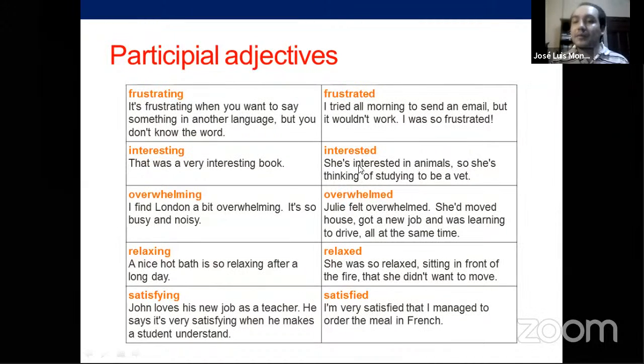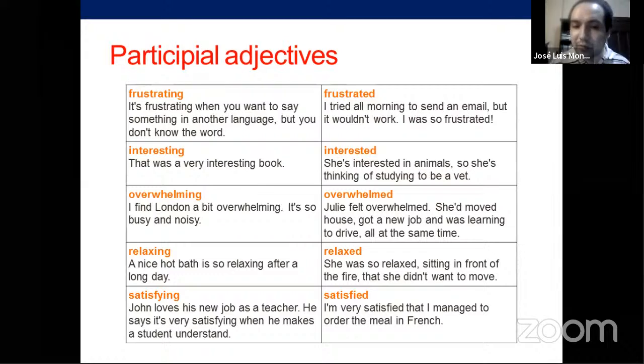And overwhelmed. Overwhelming, all right, and overwhelmed is like something that surrounds you, all right? There's one translation to Spanish. I'm going to remember that. It's something that doesn't let you think. It's something that's around your head and your ideas. For example, here I find London a bit overwhelming. It's so busy and noisy.